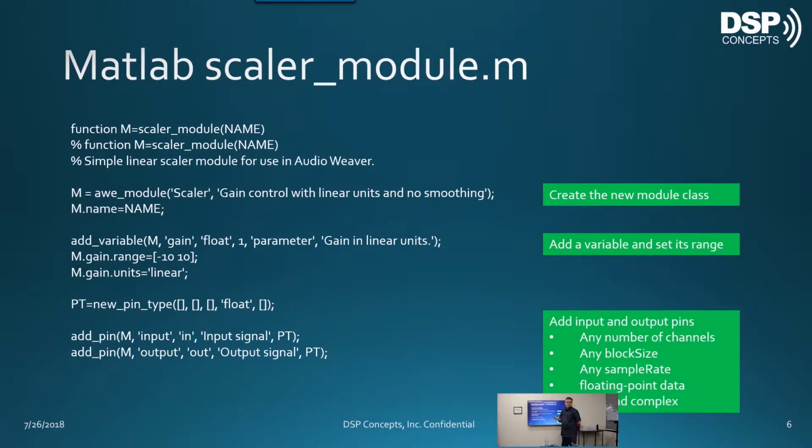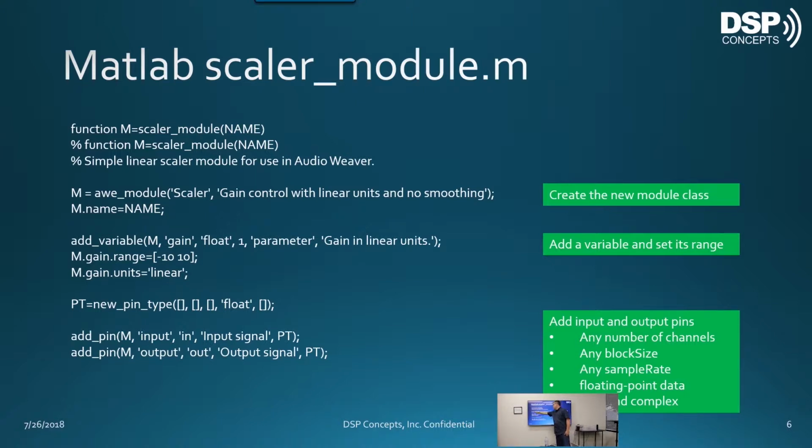I don't know how many of you have programmed MATLAB, or it's been a long time ago, but basically I'm declaring a new function, and the first argument for a module function is always the name. Okay, what are you going to call this? You're going to call it left gain, right gain, volume, whatever.